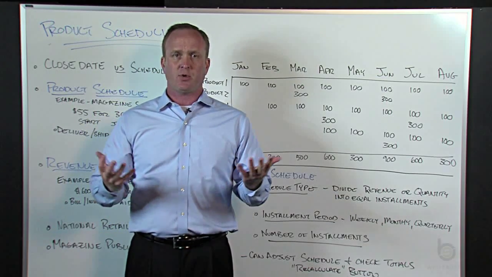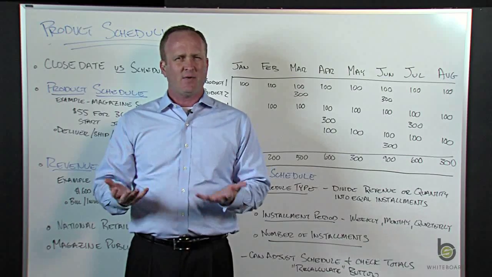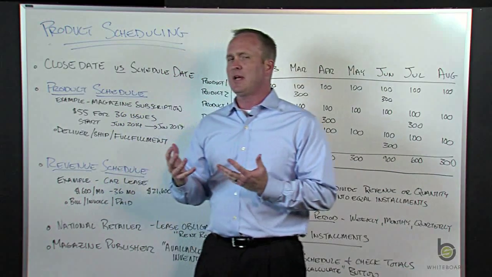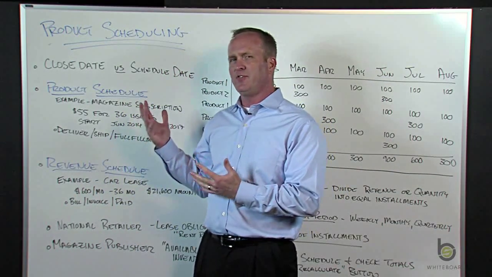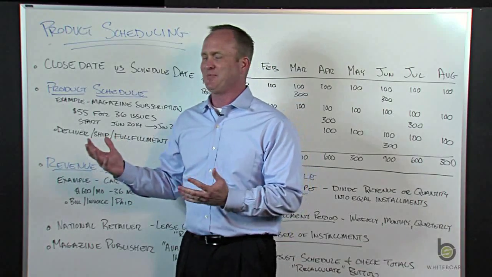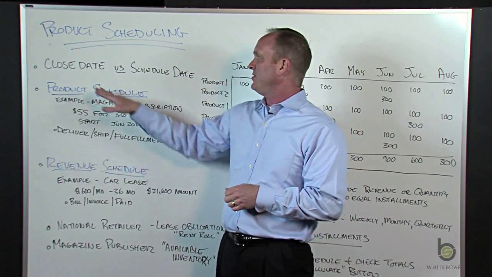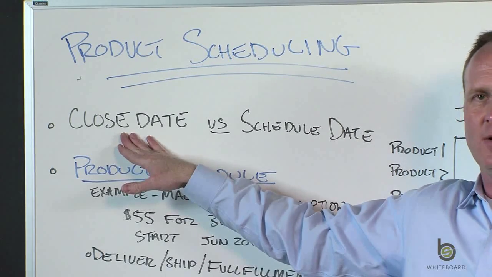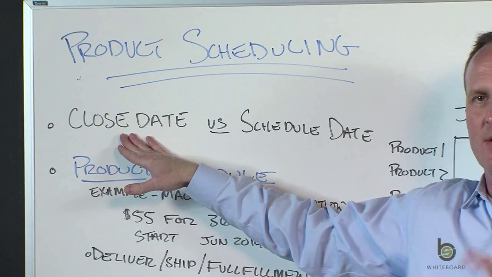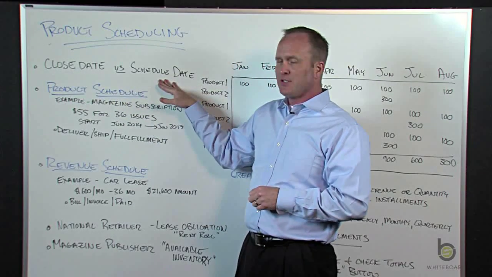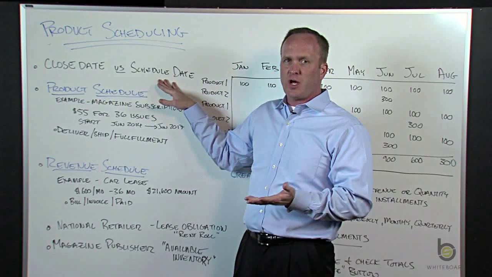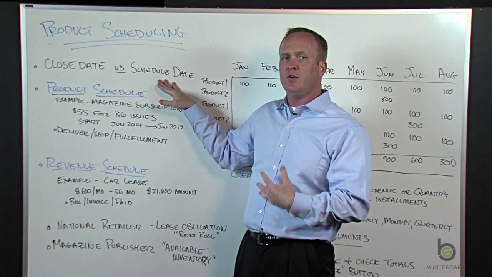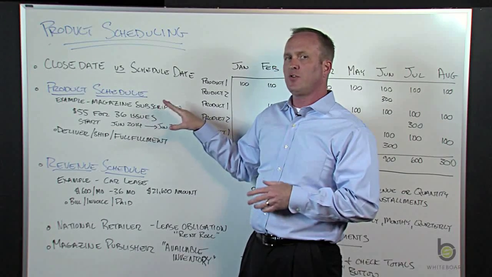Today's topic is product scheduling. It's kind of a weird topic. It's something I really can explain better if I give you some real world examples than trying to explain it. But one thing you need to think about is the close date of the opportunity is when you won the deal, when you rang the bell, when the customer said, yep, I'm going to buy this. The schedule date is when you deliver those products or when you recognize the revenue from those products. So let's go through product scheduling.